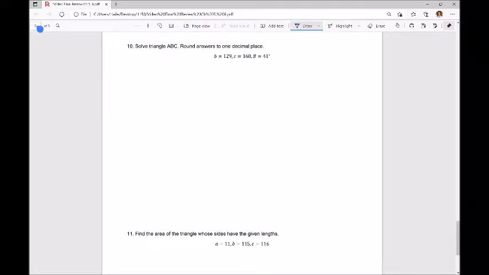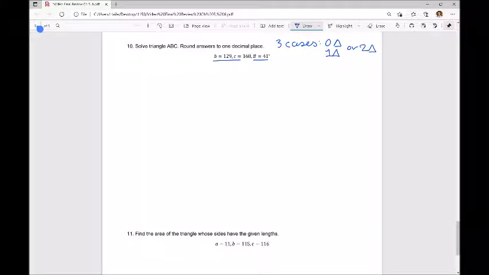Okay, in this next one, we want to solve triangle ABC, and we want to round all answers to one decimal place. So this one is one of the difficult triangle problems because notice we have two sides and an angle. And that angle has the same name as one of our sides. So when that happens, that's that type of problem where we could have three different cases. So this problem could either make 0 triangles, 1 triangle, or 2 triangles.